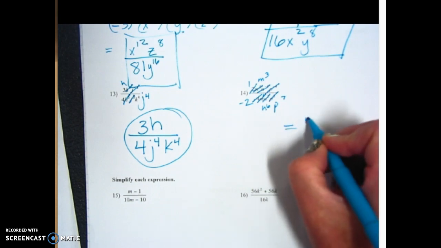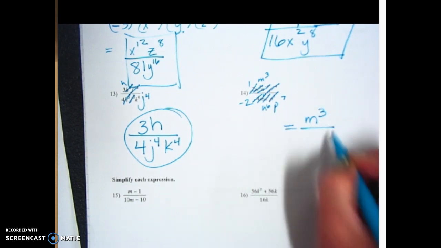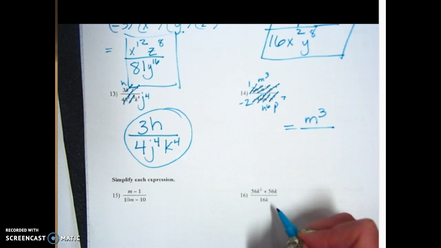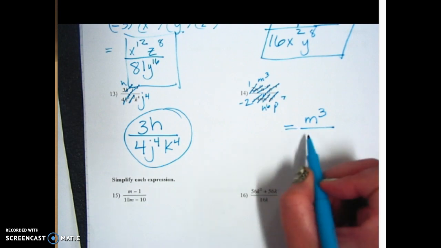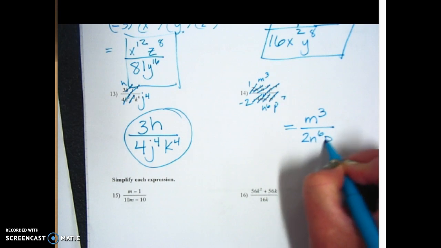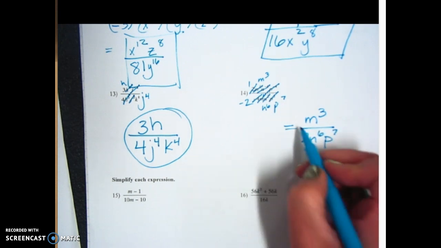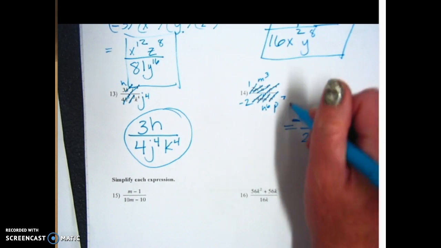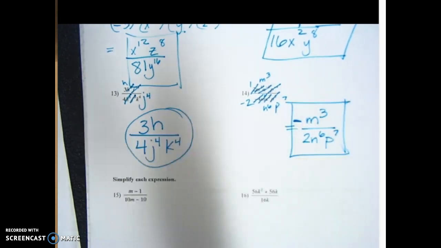So let's see, we've got m to the 3rd left in the numerator. And we've got 2 n to the 6th, p to the 7th. And you could write the negative 2 there, but I'm just going to write it out front. Make the whole fraction negative.